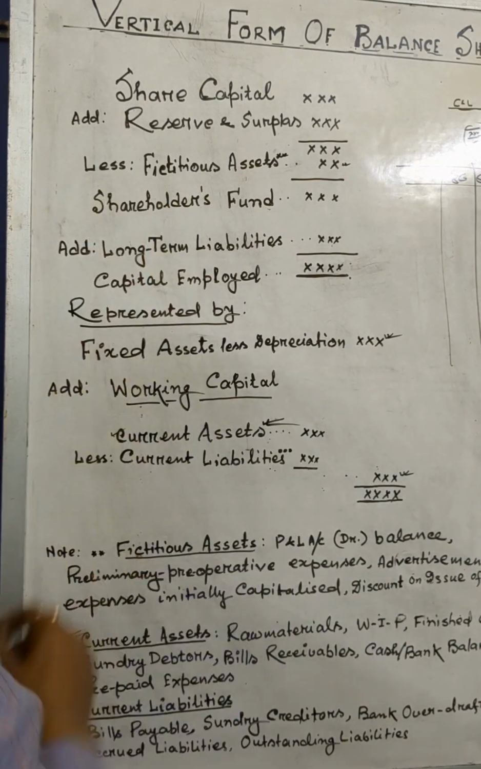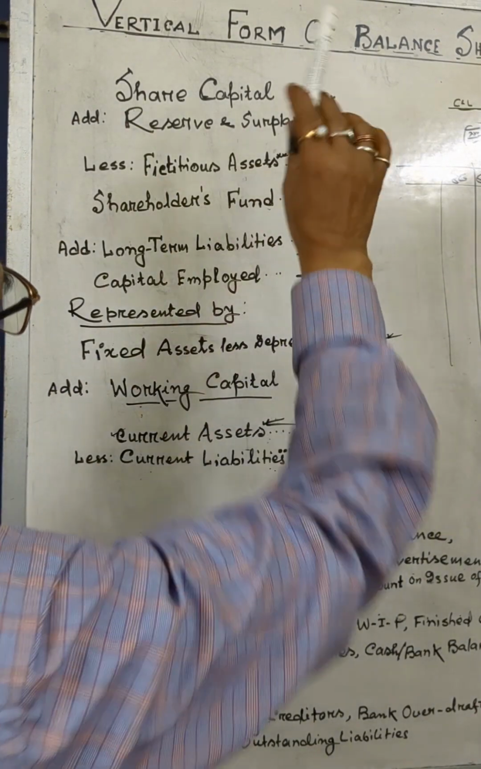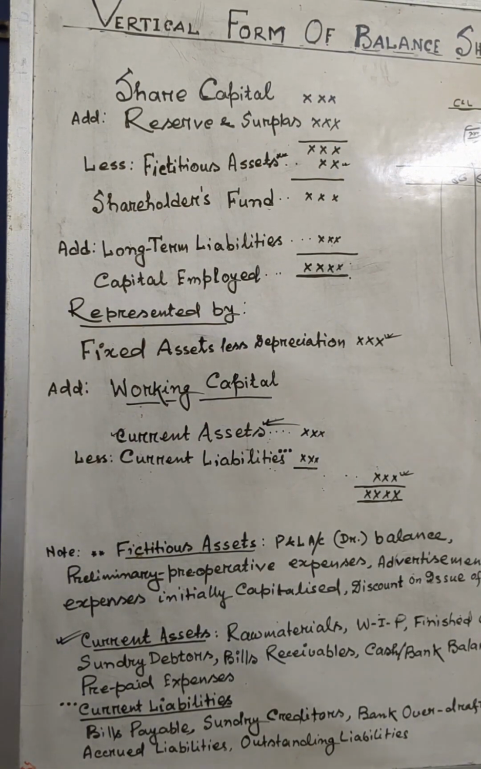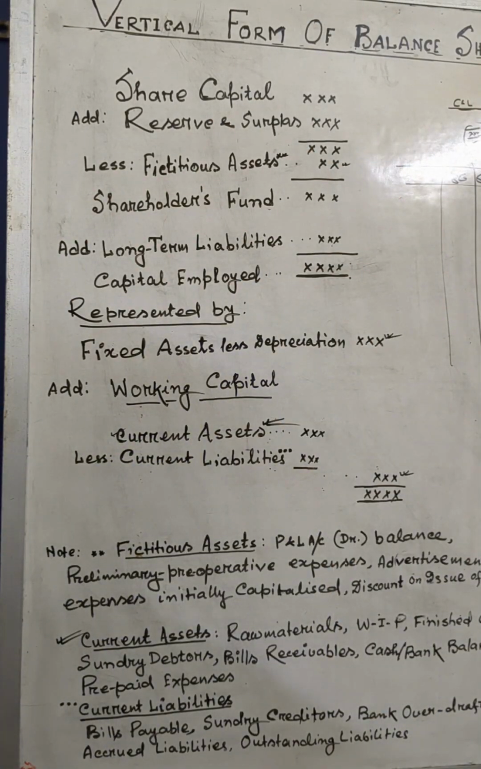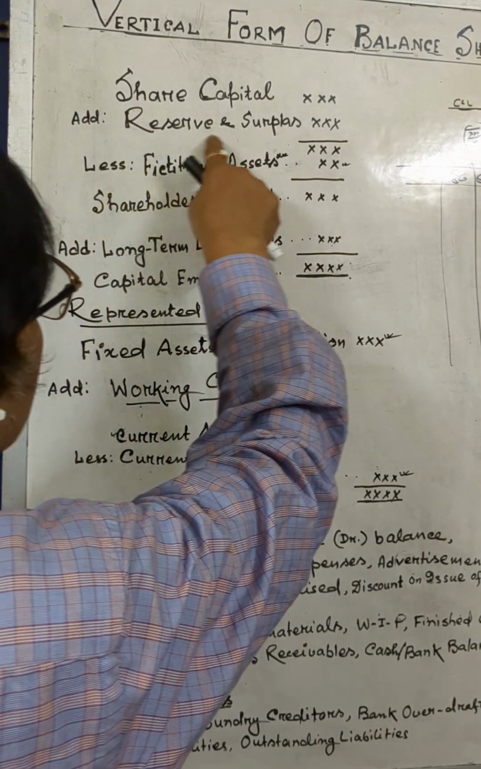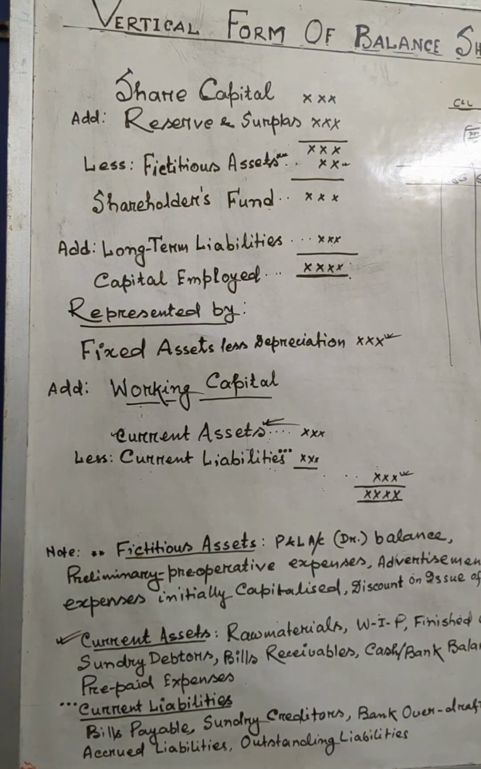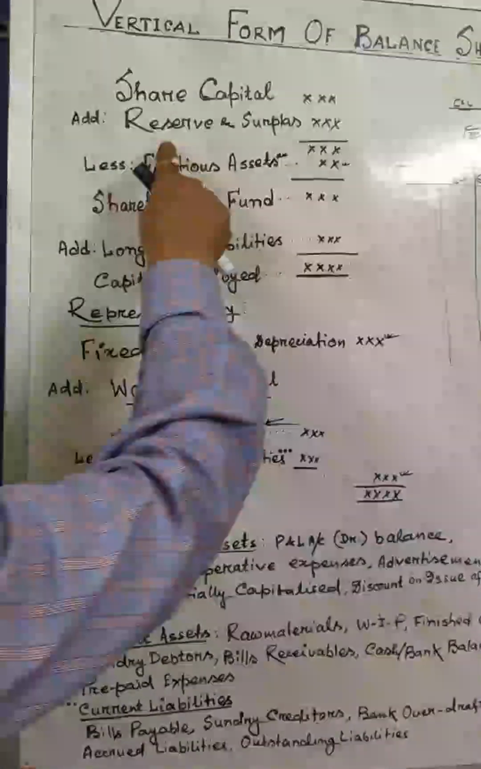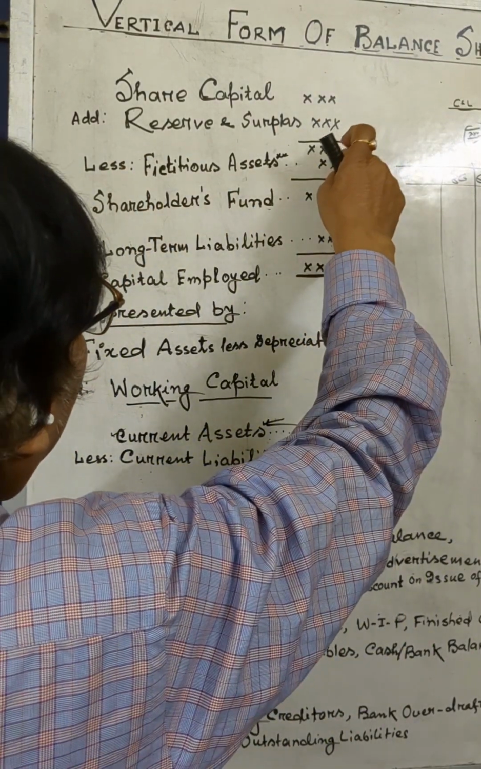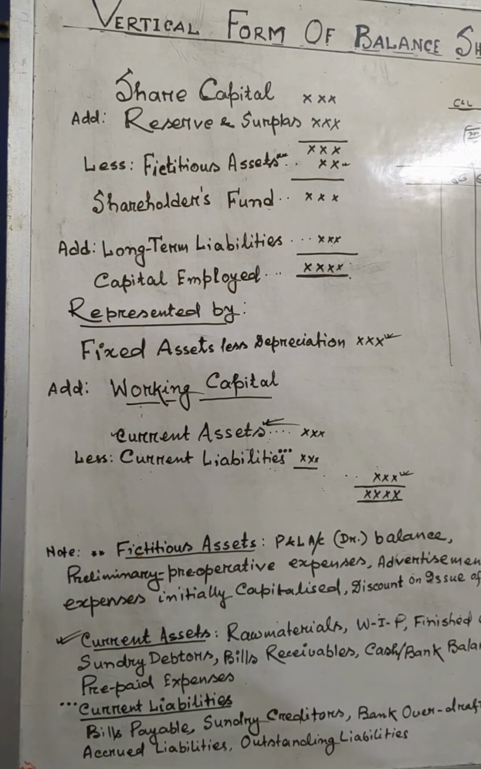The first item is share capital. You write share capital here. It may be ordinary shares, preference shares, whatever it be, the total share capital will be written here. Add to it the figure of reserve and surplus. This may be the internal surplus. It may be general reserve, capital reserve, whatever it be, written right here. And this is the total of these.